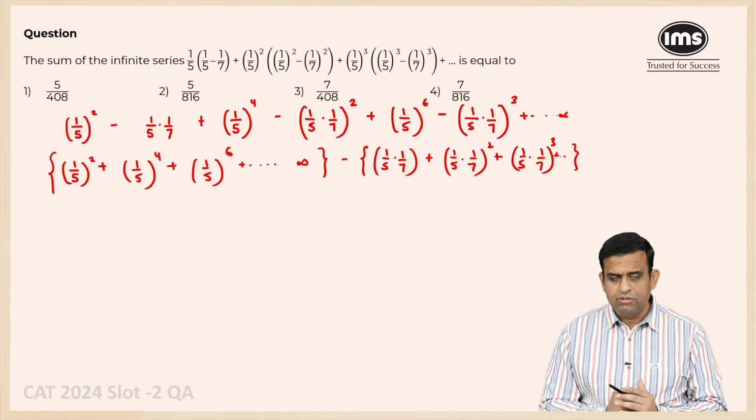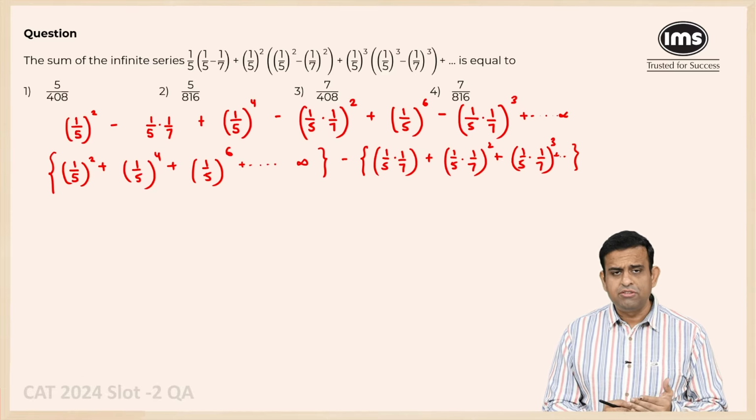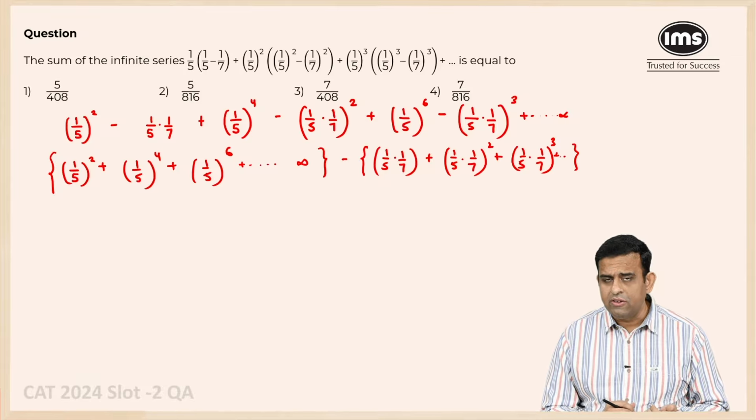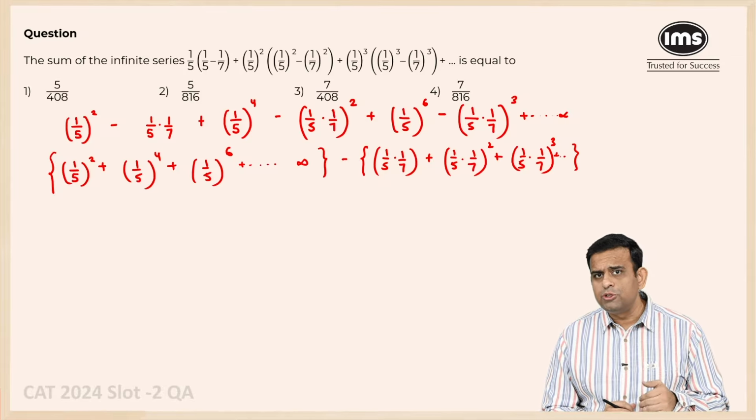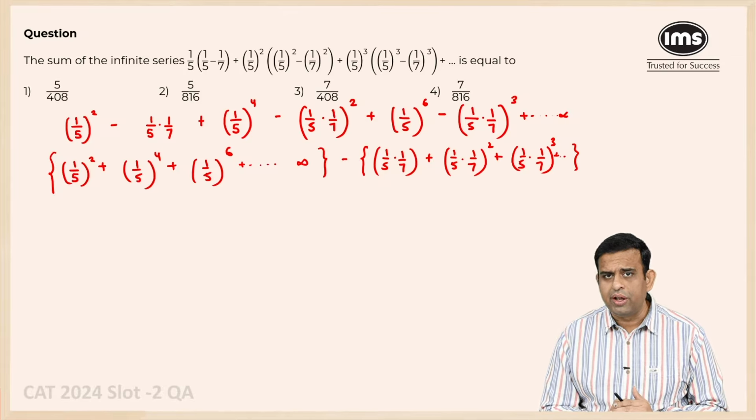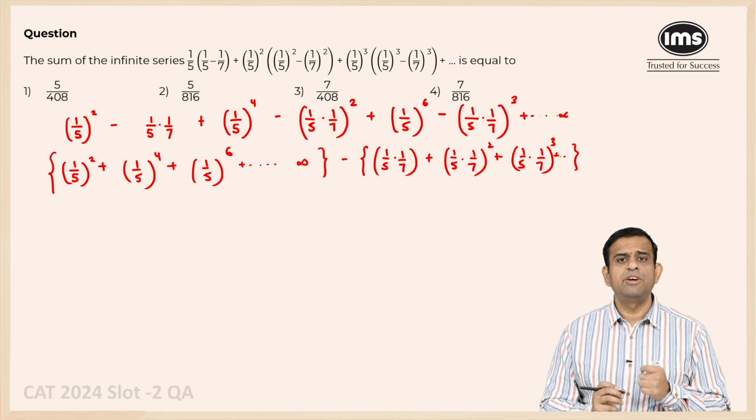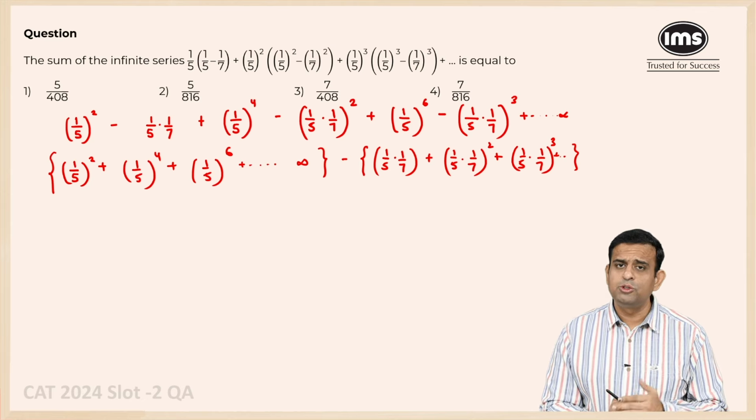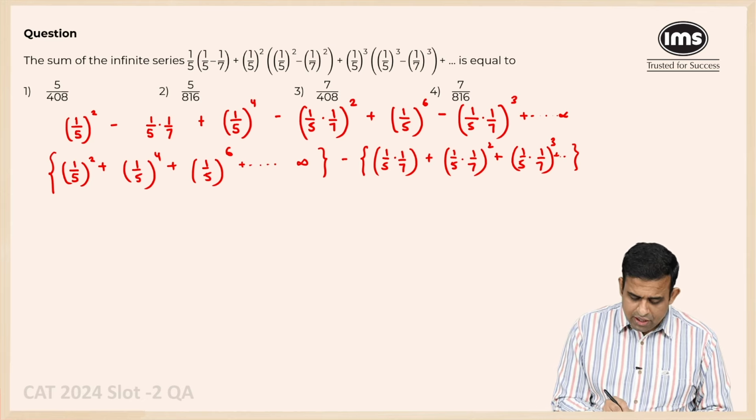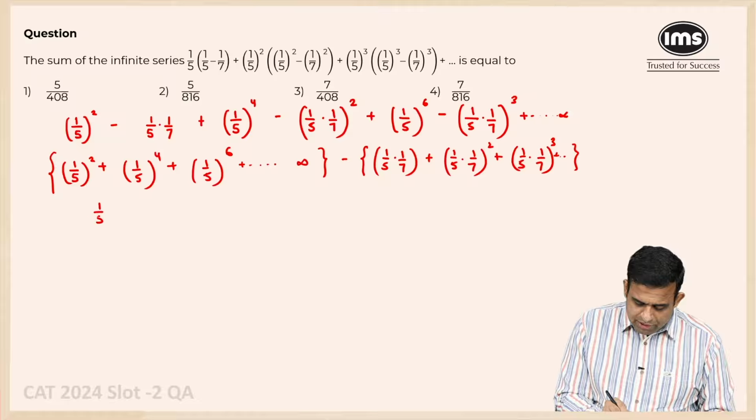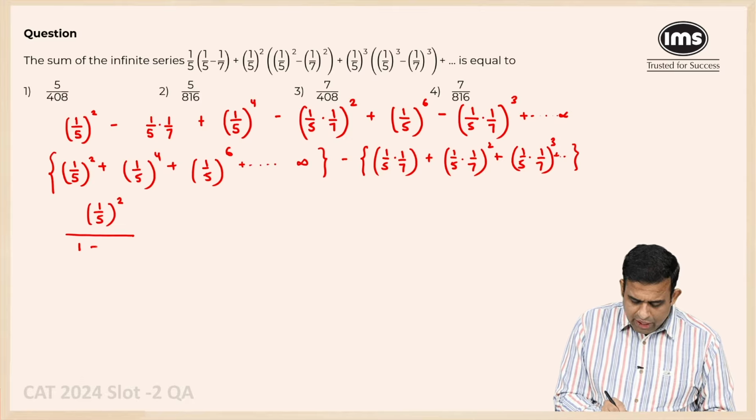If I focus on the first sequence, the first term happens to be 1 by 5 square, and the common ratio also happens to be 1 by 5 square. And we know the formula: the sum of an infinite GP sequence is equal to a divided by 1 minus r. So the first term is 1 by 5 square, divided by 1 minus r, and r also happens to be 1 by 5 square.